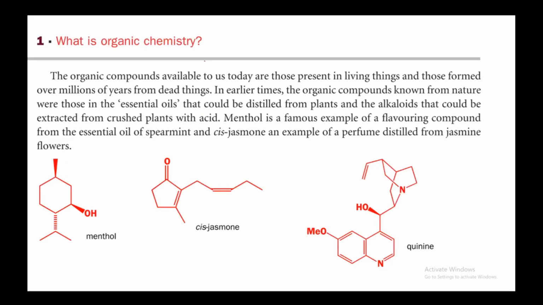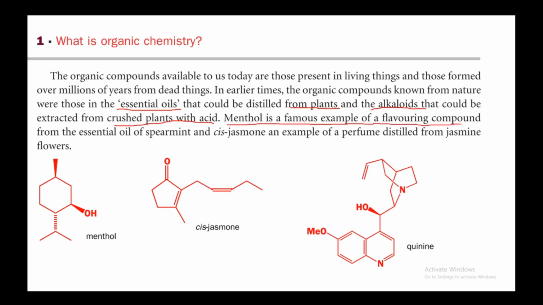What is organic chemistry? That is the chapter that we are discussing, and the book is Clayden, and that is chapter 1. So the organic compounds available to us today are those present in living things and those formed over millions of years from dead things. In earlier times, the organic compounds known from nature were those in the essential oils that could be distilled from plants, and the alkaloids that could be extracted from crushed plants with acid.